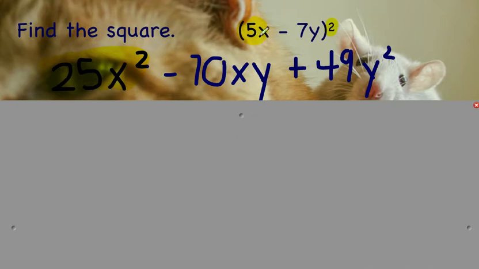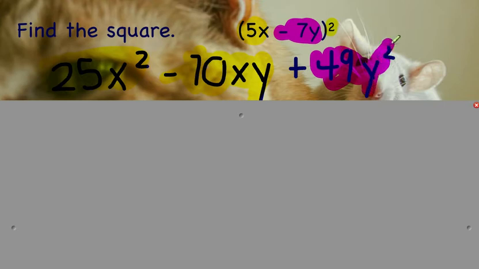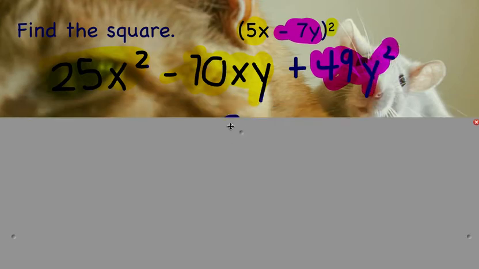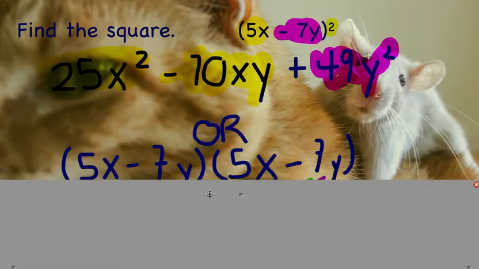And then we want to multiply the 5x times negative 7y together, which is going to give us a negative 35xy. But then we want to go ahead and double that. So 35 plus 35 will give us our negative 70xy. And then we want to go ahead and square this last term, which is negative 7y, to give us 49y squared.